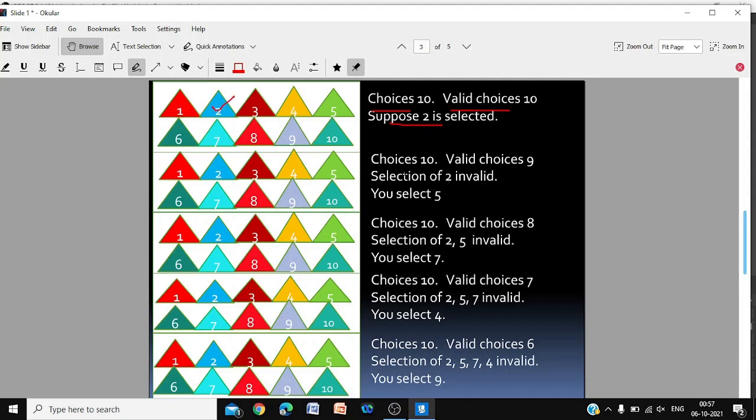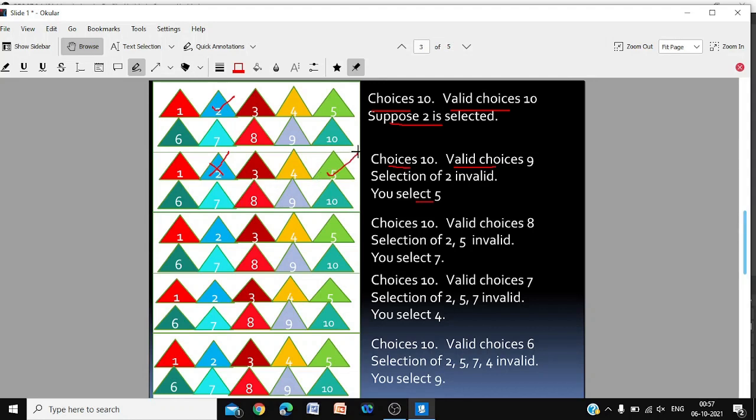Now we come to the second bag. You still have 10 chocolates, but if you don't want a repetition, then only 9 of them would be valid choices. So you still have 10 choices, but only 9 of them would be valid because 2 has already been selected. Now suppose you select number 5.